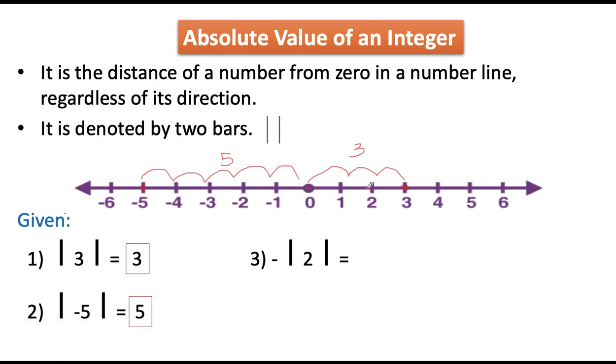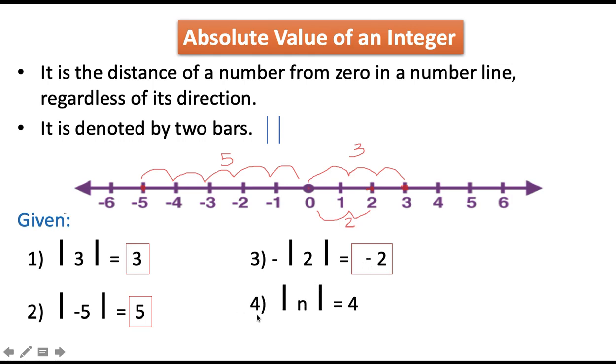So positive 2 is somewhere here, located here. Now what is its distance to 0? 1, 2. So it is positive 2. So therefore, the absolute value of 2 is 2. But we need to consider this negative sign since it is not inside the absolute value. So we will just write this. And our final answer is negative 2.